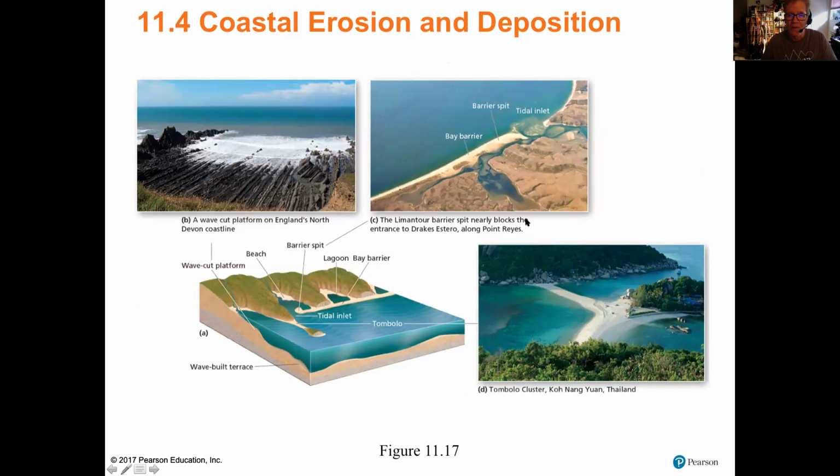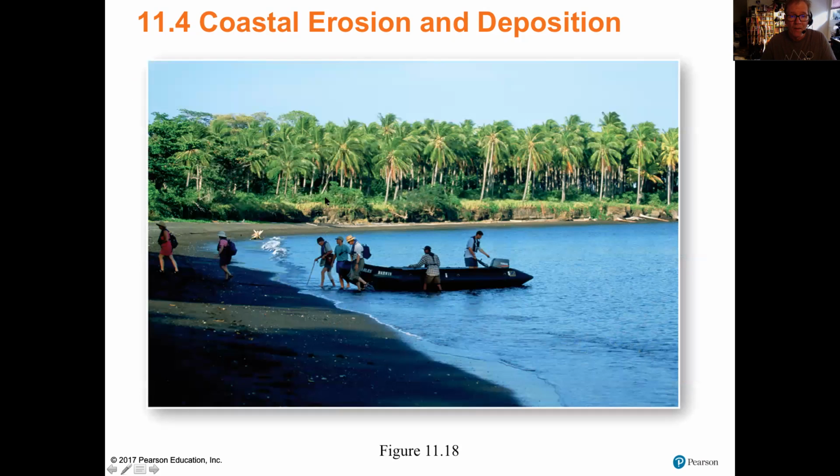So again, here's the depositional feature, this barrier spit, for example, the bay barrier, wave cut platform, all of these are actions related to the constant activity of waves upon these beaches, where they move the sand and they cut into the rocks and so forth. Again, black sand, volcanic sand here in Hawaii.